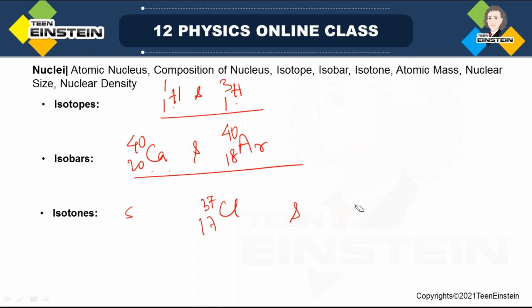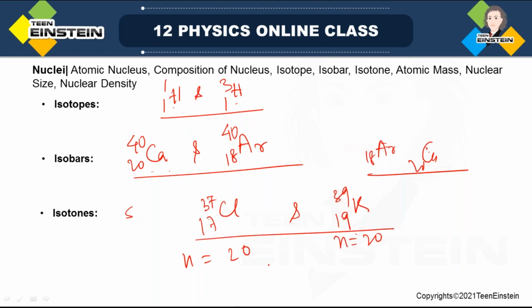I'll take, no, these are not from the same. This will be potassium. Let me take potassium 19 and this will be 17. Okay, sorry, this will be 18. So potassium is 19, calcium is 20, then argon is 18. 19 in between argon and calcium is potassium. So this potassium has, see, if you just get the number of neutrons here, how many you have? This 20, and here also if you take, this is also 20. So these are actually isotones.